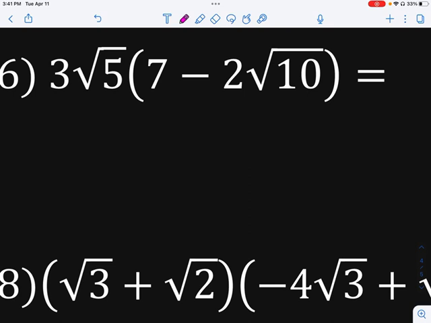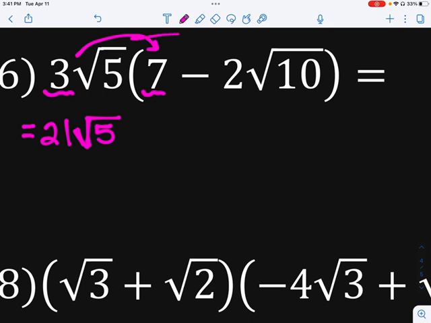So on this one, I'm going to distribute. Now, if you notice, the 7 is just on the outside. There is no radical to it. So I'm just going to go 7 times 3, that's 21. The square root of 5 times a 1 there really is just square root of 5.